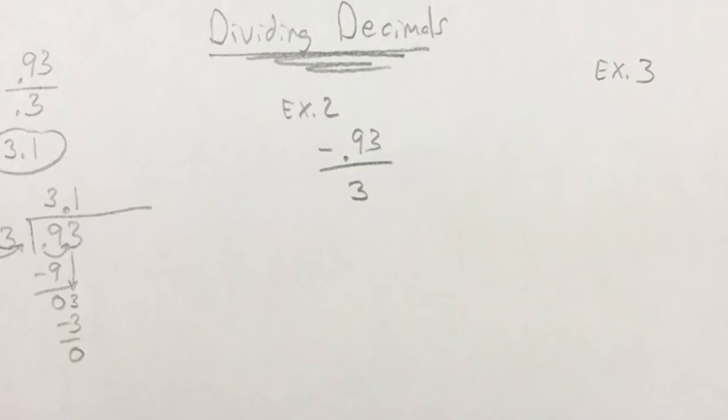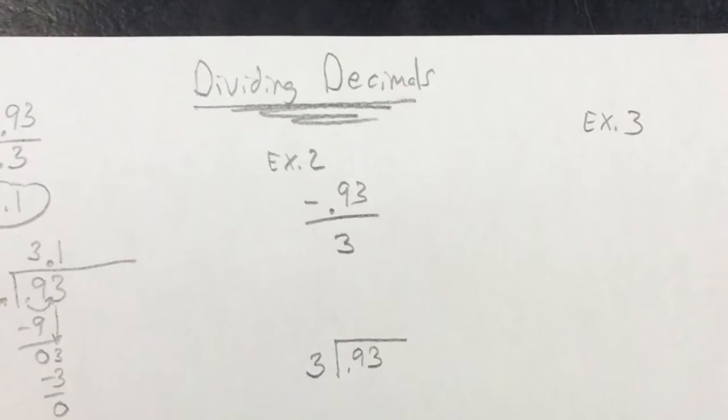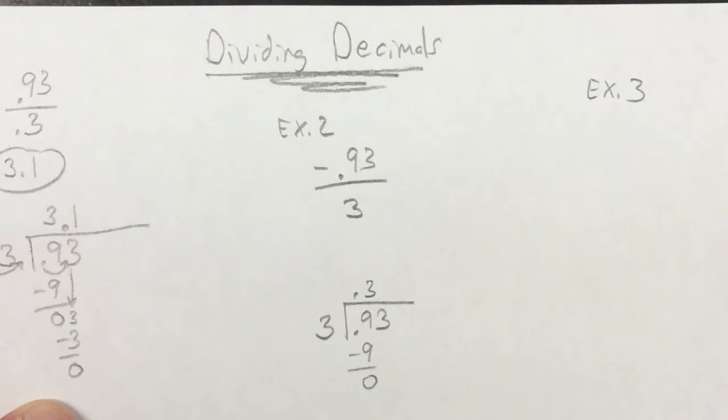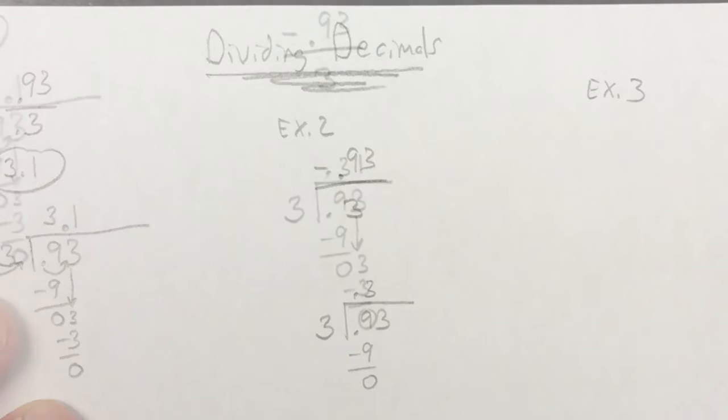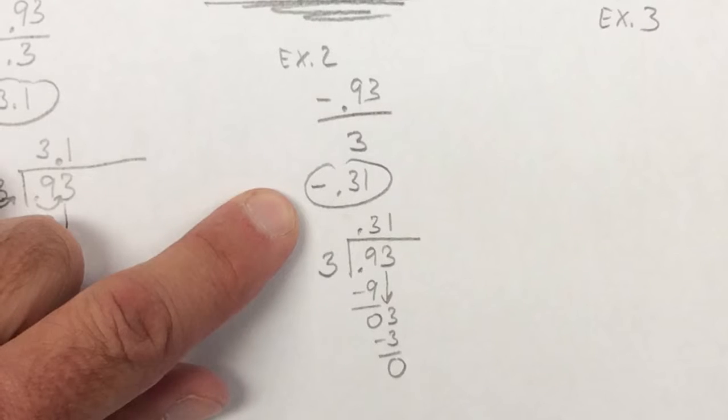So in the second example, you notice we have different signs, so we know our answer is going to be negative. And we set up the division, the denominator will become the divisor, which is 3, and we do not need to move the decimal point because it already is a whole number. So just proceed to divide and get your final answer, which again will be a negative.